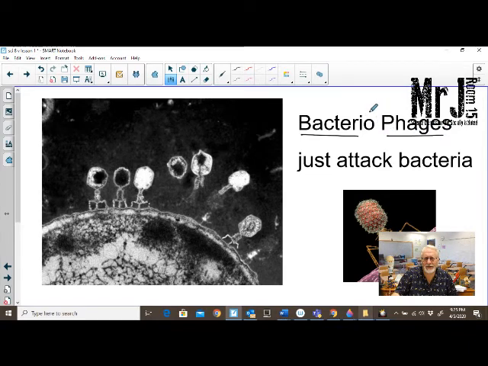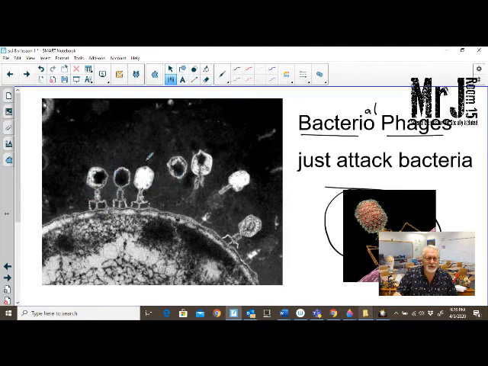Bacteriophages, I might have this wrong. These things are like spaceships. This is an artist's diagram of what it looks like. But you can see it's got a capsule, it's got a tube, and then it has these legs. And these things come along.